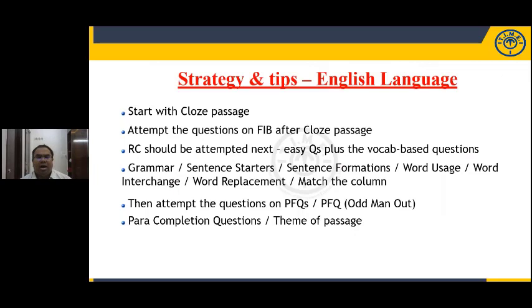So this is the order which you should follow for your English section. Start with the easier things: close passage, then fill in the blank is easy, then RC. Generally, we used to say RC after grammar, but if you observe, most of the students are not attempting RC in the exam. If you ask me, RC is the easiest area in your entire paper.